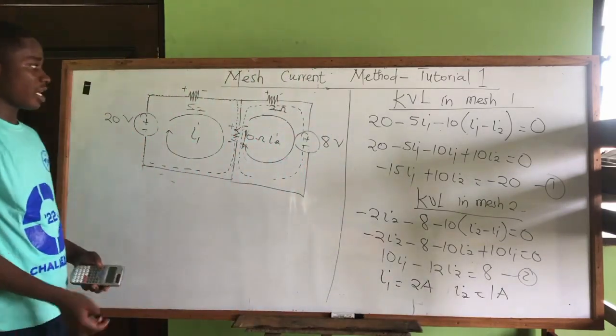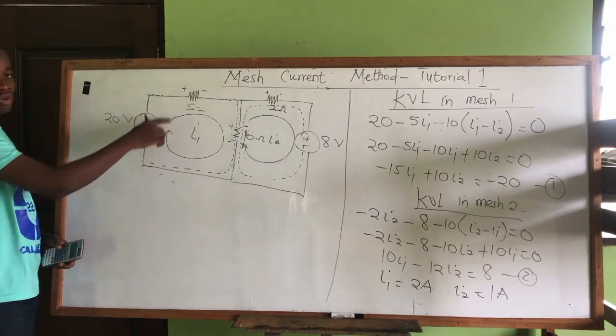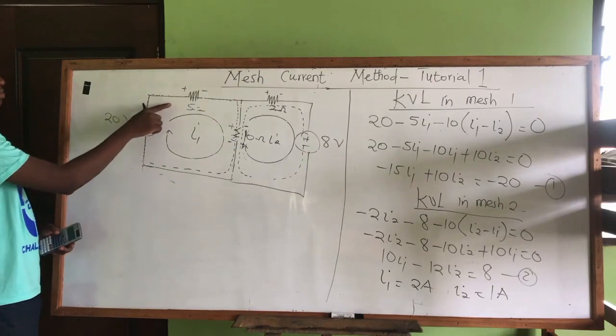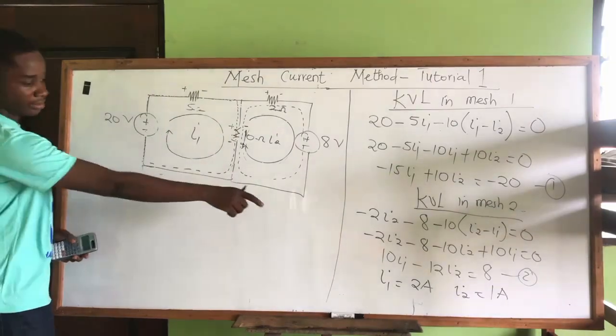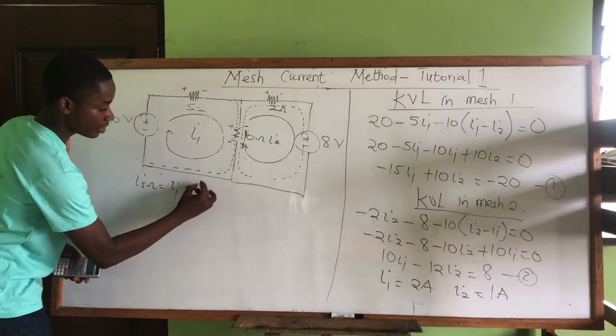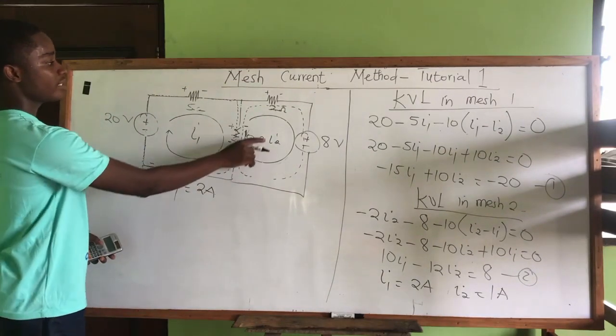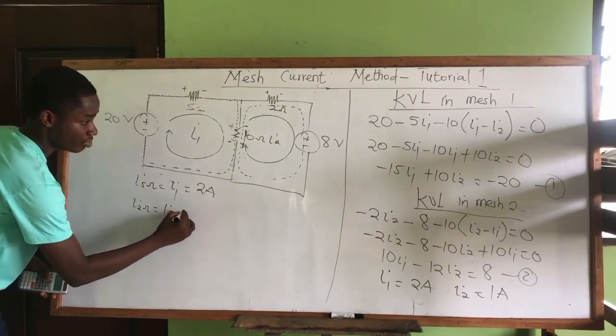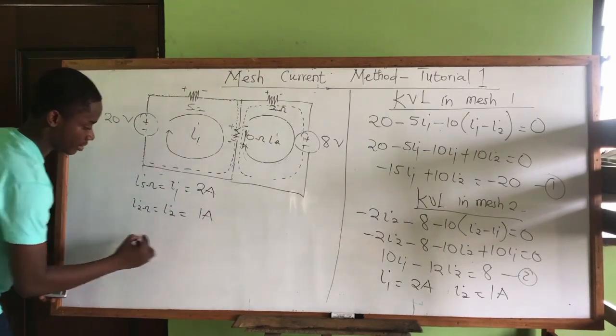So now the current in the 5, because we were asked to find current in all the resistors. Current in this 5 ohms is I1, which is 2. Current in 2 ohms is I2, which is 1 ampere.